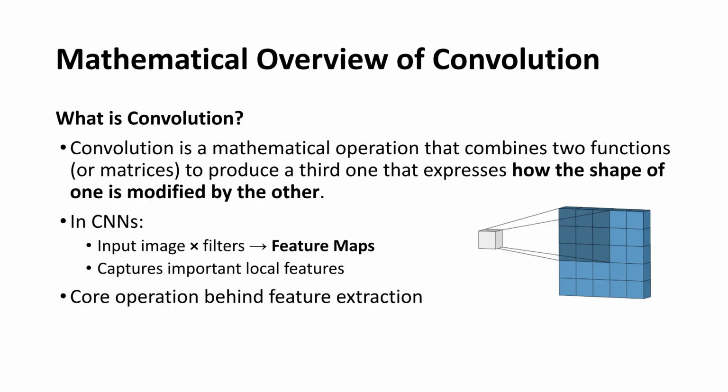Before going further, let's understand what convolution is from a mathematical perspective. Convolution is a mathematical operation that combines two functions or matrices to produce a third function. This new function expresses how the shape of one is modified by the other. In the context of CNNs, we multiply the input image by filters to produce feature maps. This operation captures important local features and constitutes the fundamental operation behind feature extraction. It is thanks to this operation that CNNs can detect patterns at different scales in the image.